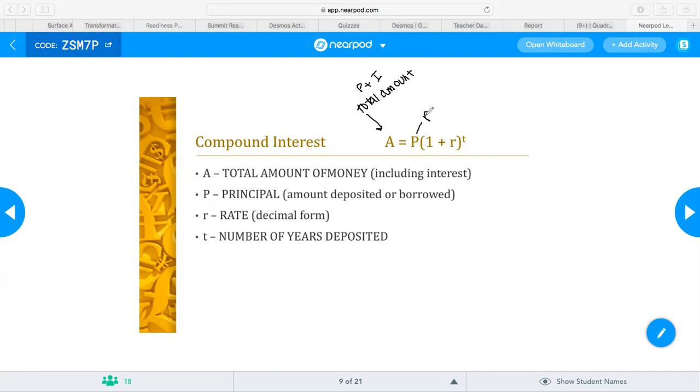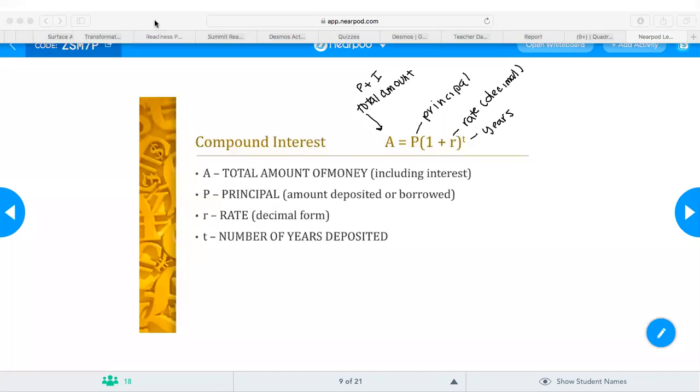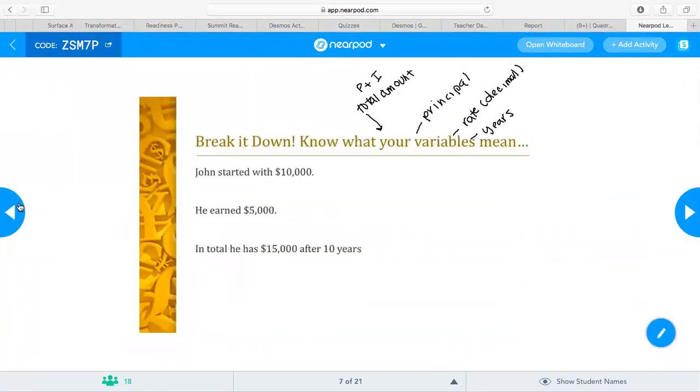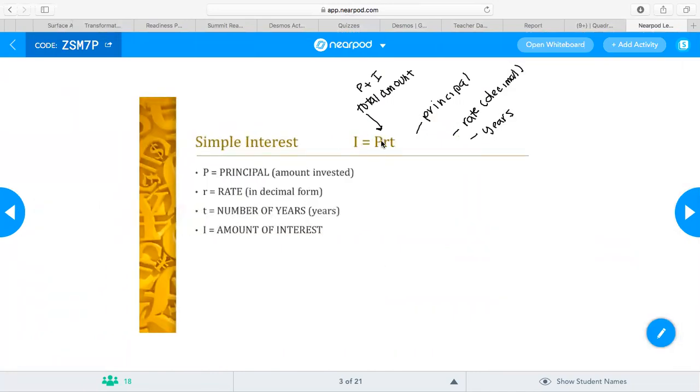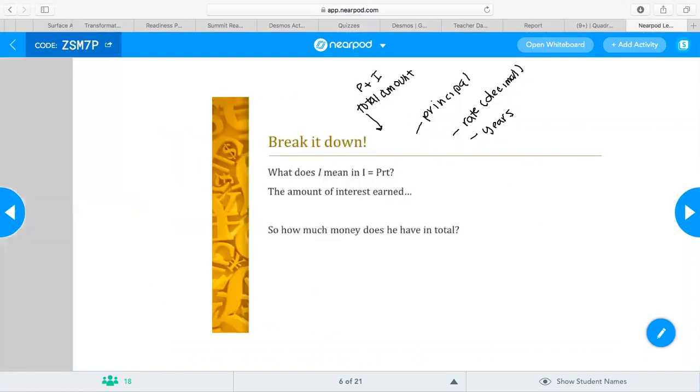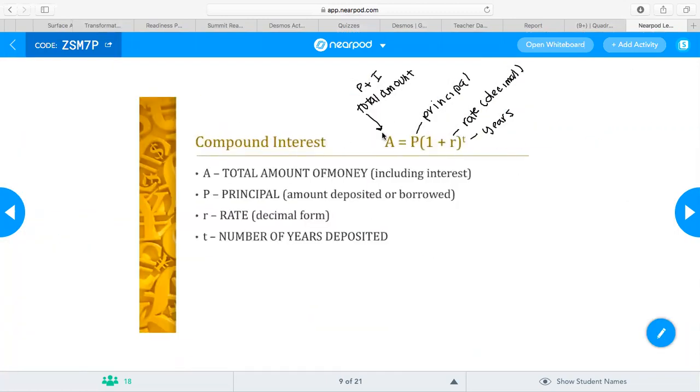P stands for principal, so either how much I borrowed or how much I invested. R stands for rate again. This is in decimal form. And T stands for years. So the difference between simple interest and compound interest: simple interest was I equals PRT, and simple interest gave us the interest. Compound interest is going to give us the total amount.